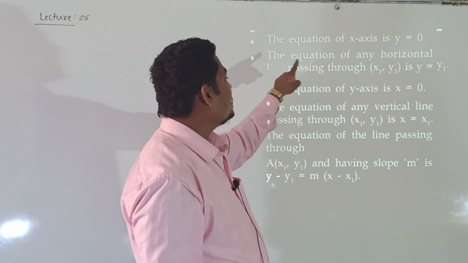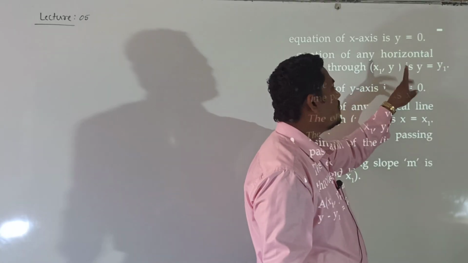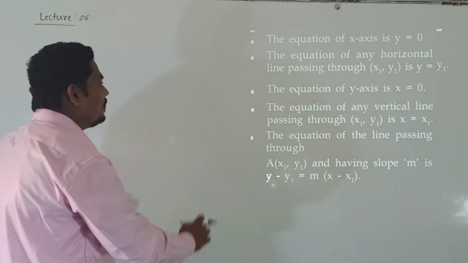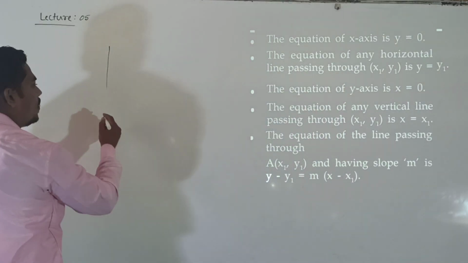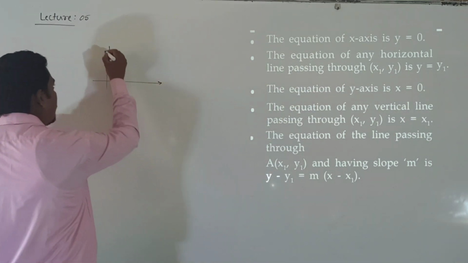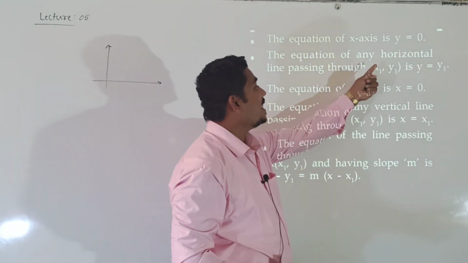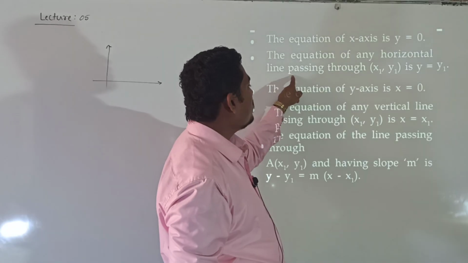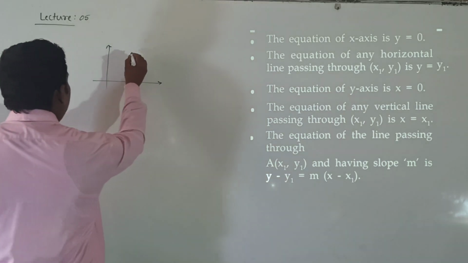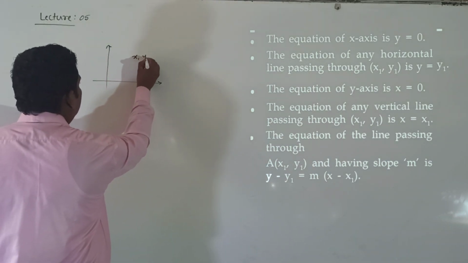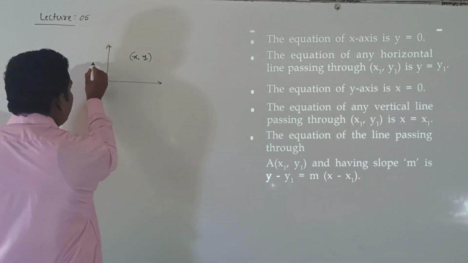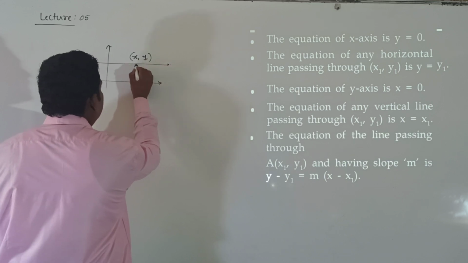Then the equation of any horizontal line passing through x1, y1 is y equal to y1. I will explain how. Consider a 2D plane. I will take one point x1, y1, right? This is one point, and they clearly mention horizontal, which means it is parallel to the x-axis. Then what is its equation?